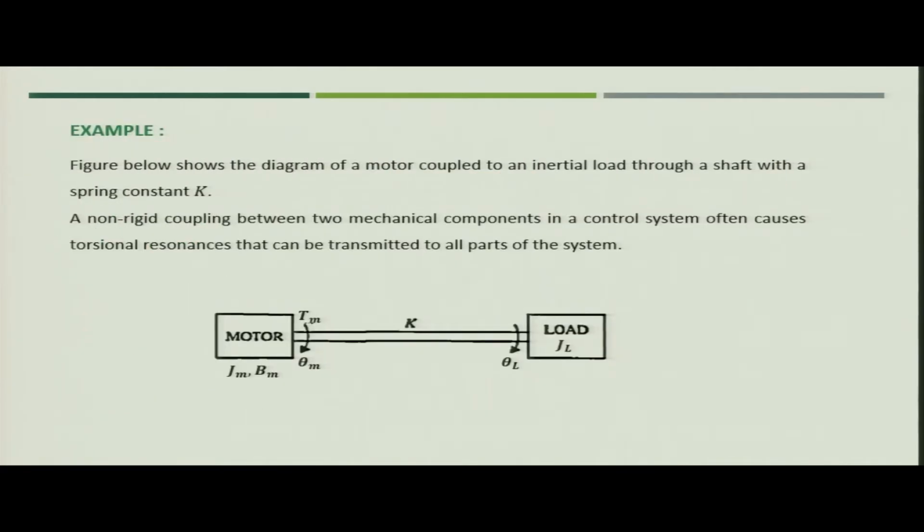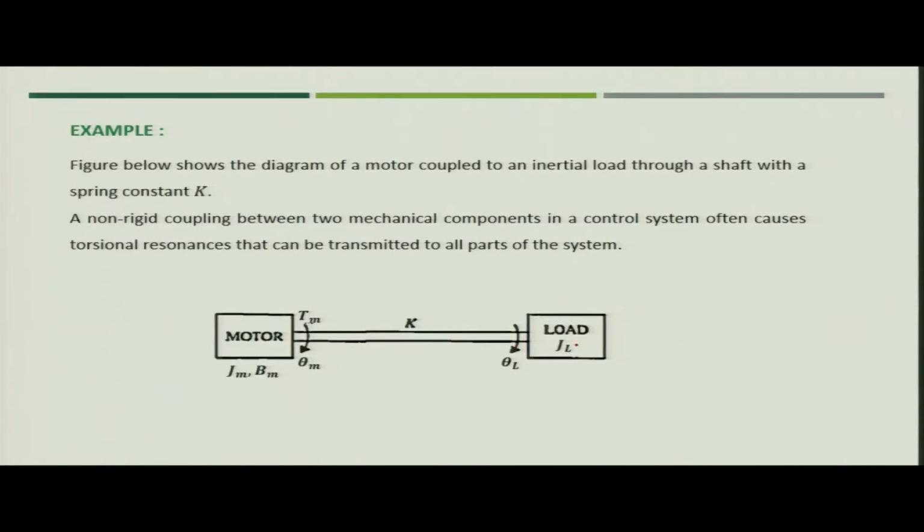Now, let us take one example so that we can understand how we will create the mathematical model of a mechanical system. In this mechanical system we have one motor connected to a load through a shaft which has the friction coefficient as, we will rather say stiffness coefficient as K, which defines the torsional spring coefficient.